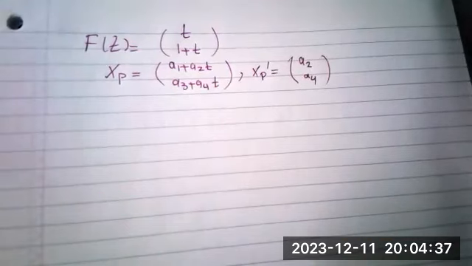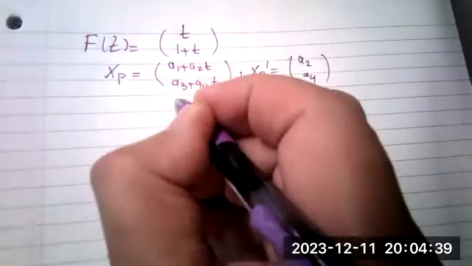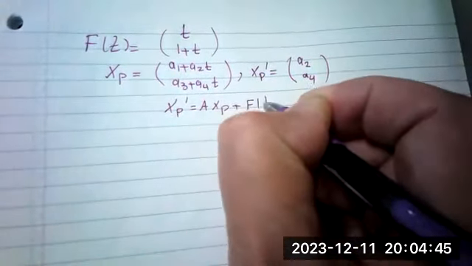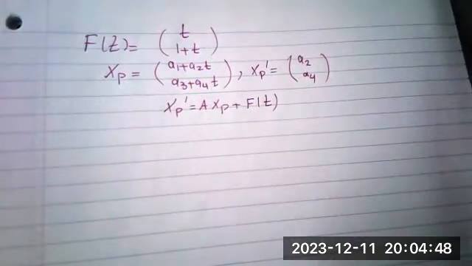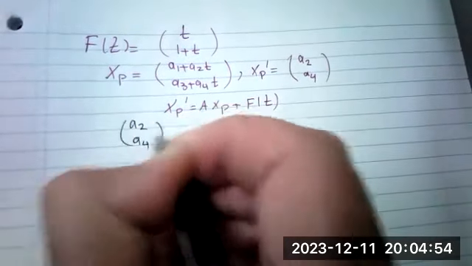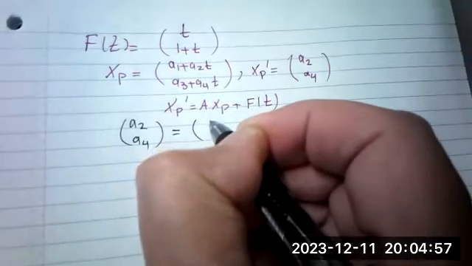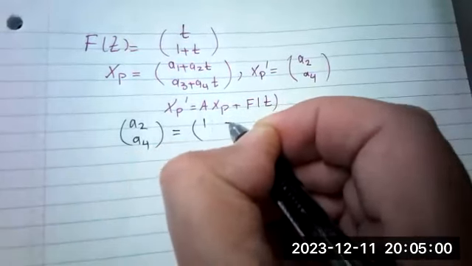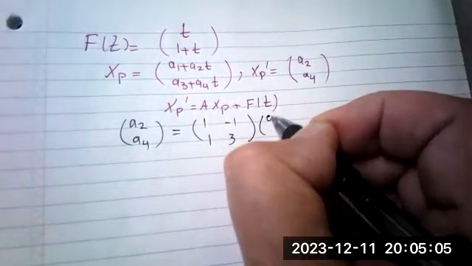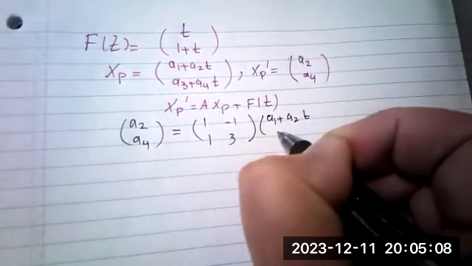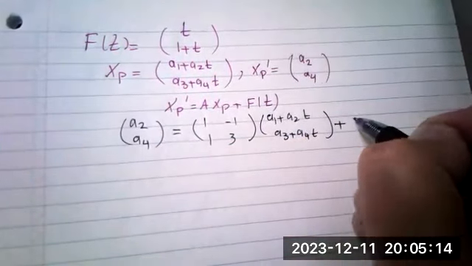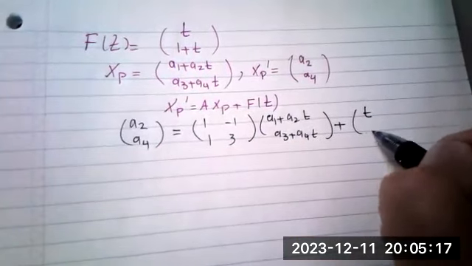So go back and substitute into the equation. Going back to the equation, X prime of P is A times X P plus F of T. You have to form this equation. X prime is A2, A4, equal to the matrix A, which is 1, -1, 1, 3, times X of P, which is A1 plus A2 t, A3 plus A4 t, plus F of T, which is t, 1 plus t.